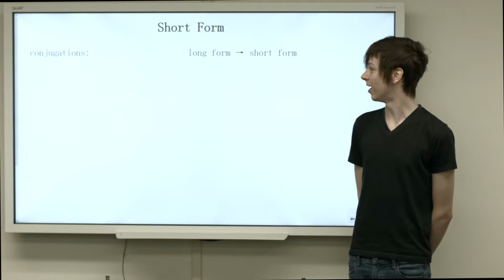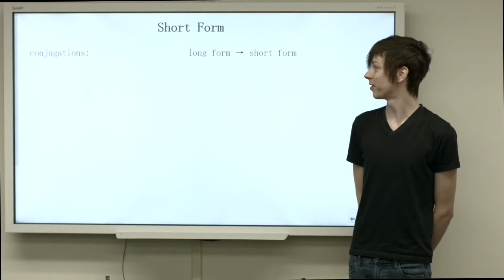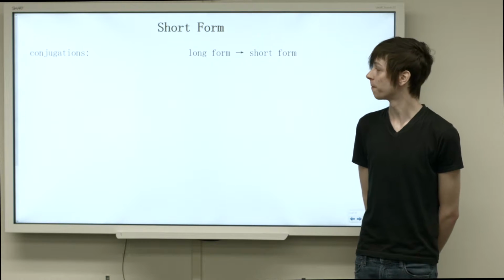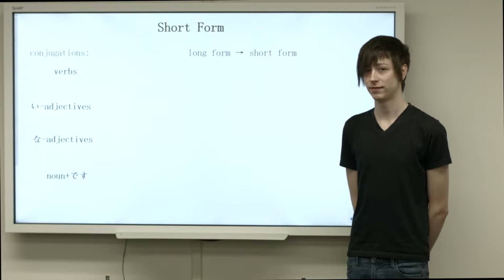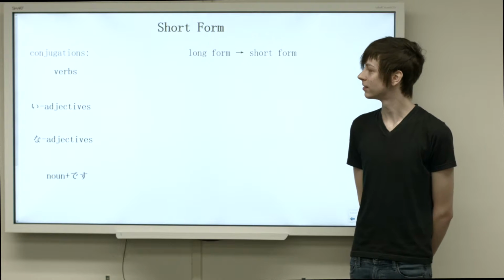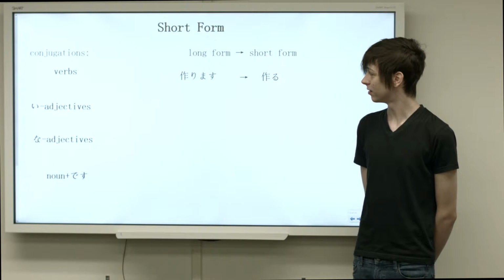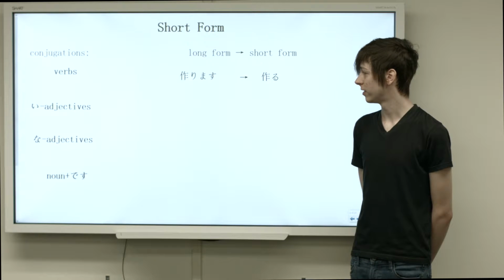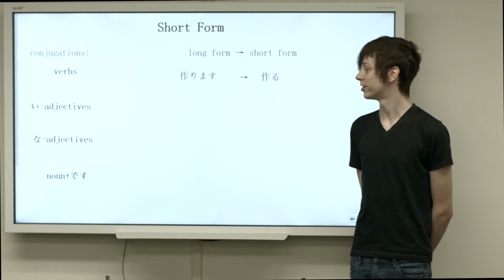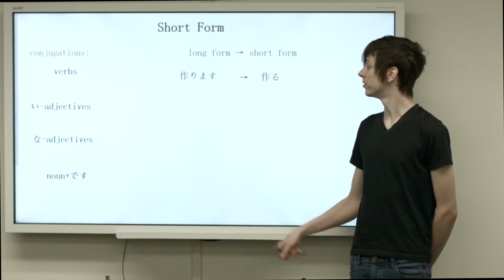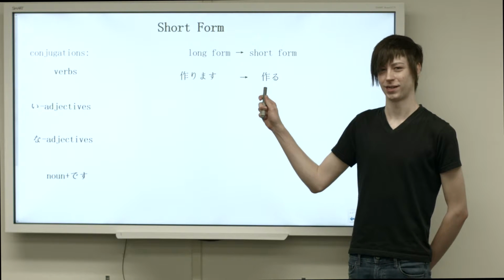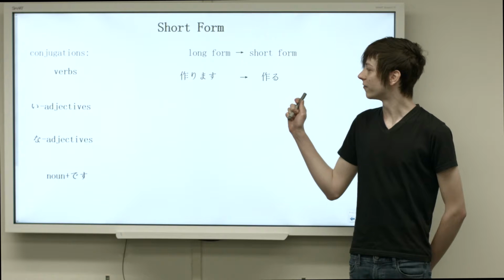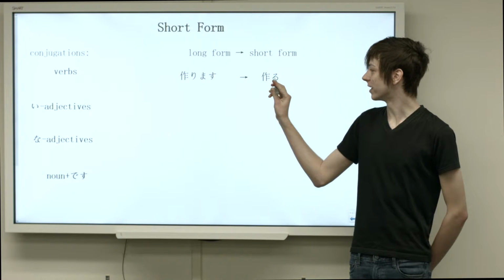We conjugate long form, masu desu form, into short form. And we can do this with verbs, i-adjectives, na-adjectives, and then nouns with desu. So for verbs, instead of tsukurimasu, just simply turn it into tsukuru. This is also called dictionary form, jishoke. So if you look it up in the dictionary, it will say tsukuru.